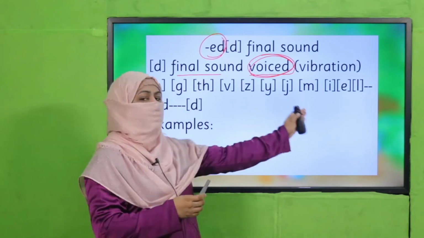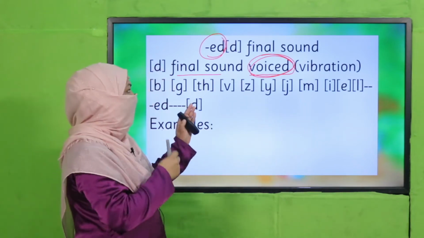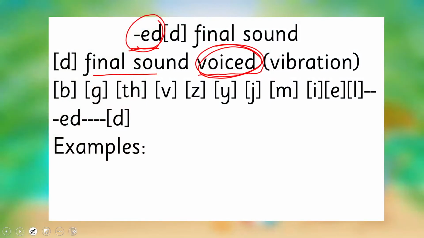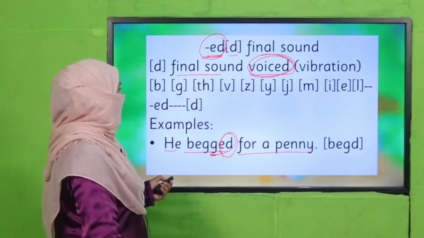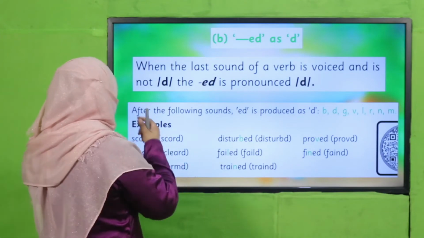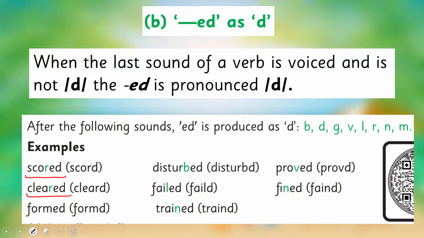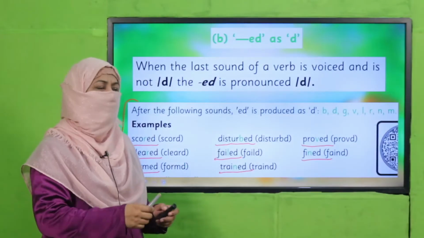I don't want you to memorize all these sounds. You should find out, okay? So this is how, if before ED there is a voiced sound, we will pronounce this ED as D. Its example is, he begged for a penny. Why begged? Why D? Because before this ED is a voiced sound. Do you understand? Okay. The examples given in your book are scored, cleared, formed, disturbed, failed, trained, proved, find. So once again, pause the video, practice these sounds and then come back.